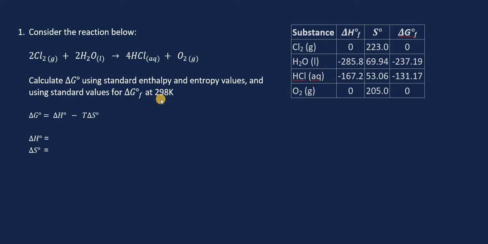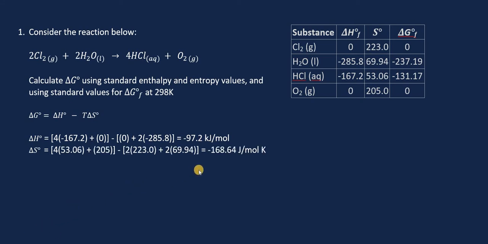And I must stress, your temperature always needs to be in Kelvin for this to work. You cannot plug Celsius temperatures into this equation. They have to be in Kelvin. But let's go ahead and calculate delta H and delta S using the values in this table here for our different compounds. So you should get negative 97.2 kilojoules per mole for your enthalpy value for the reaction. And you should get negative 168.64 joules per mole Kelvin for your entropy value.